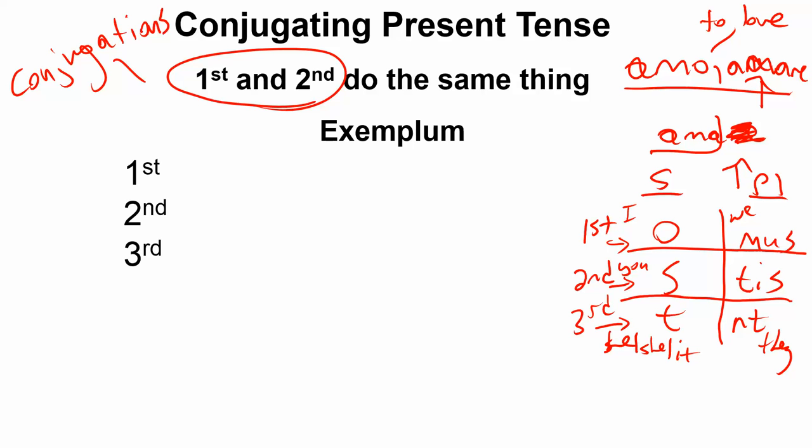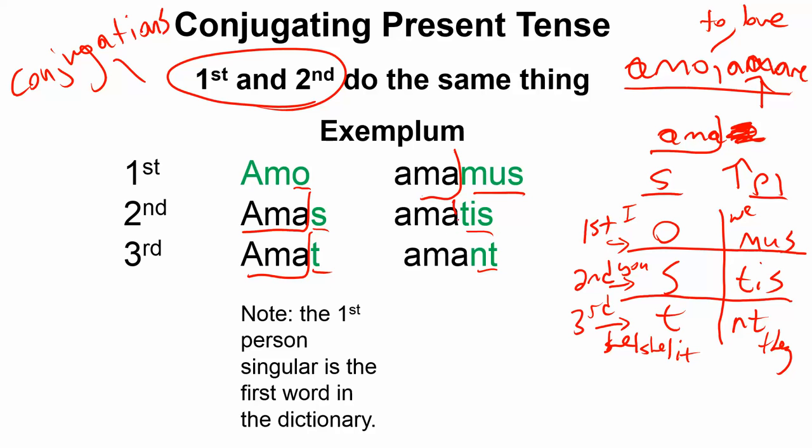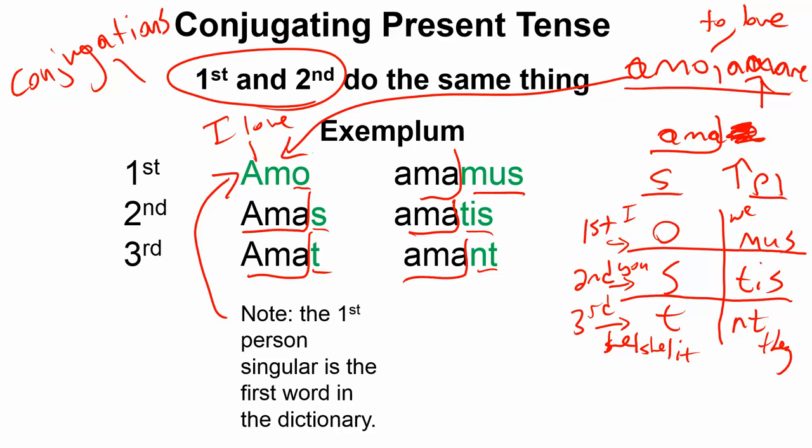And here's what it looks like when we fully conjugate it. We end up with amo, amas, amat, amamus, amatis, amant. See how we've taken these endings, highlighted in green, and we've just added that stem from the infinitive to them. The only one that's different, nota bene, is this first person singular, the one that says I love, or I am loving, or I do love. It's just the first word in the dictionary entry, and it's been shoved in there. It's not amao, it's amo.